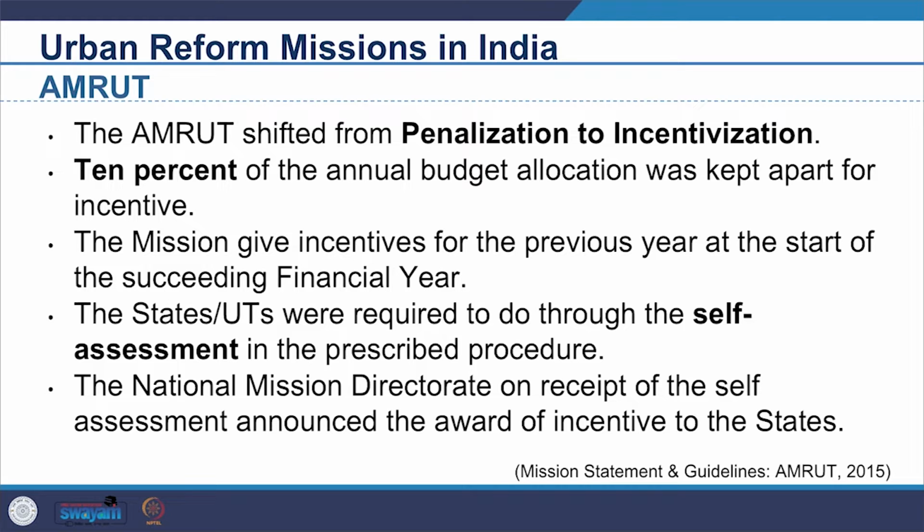The mission gave incentives for the previous year at the start of the succeeding financial year. The state or the union territories were required to do this through the self-assessment in the prescribed procedure. The National Mission Directorate, on receipt of the self-assessment, announced the award of incentives to the states. We see that the incentive fund was an additionality provided by the ministry, and no matching funds were required to be given by the state or the ULBs.